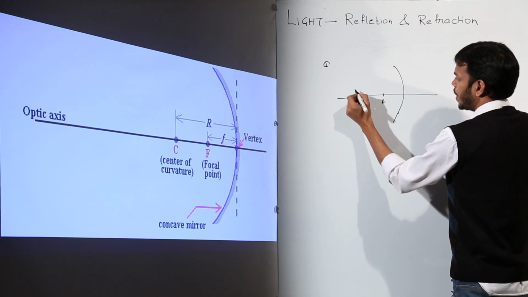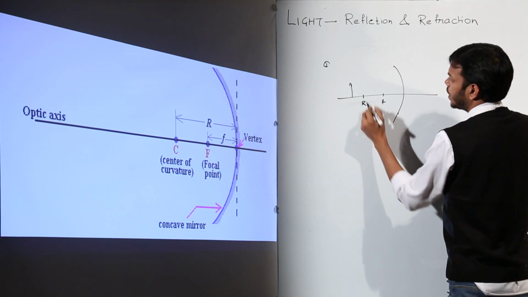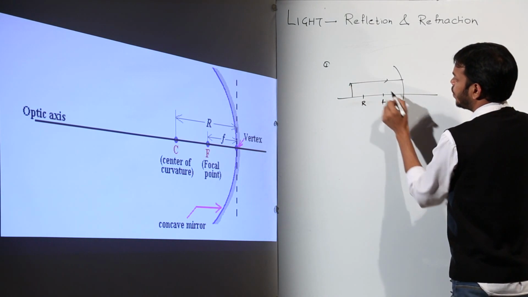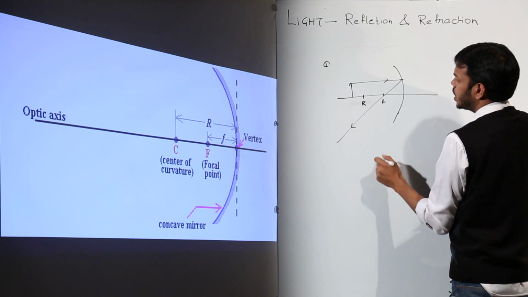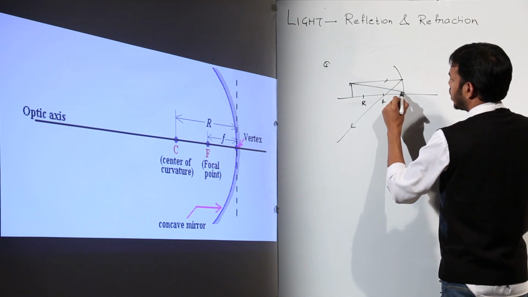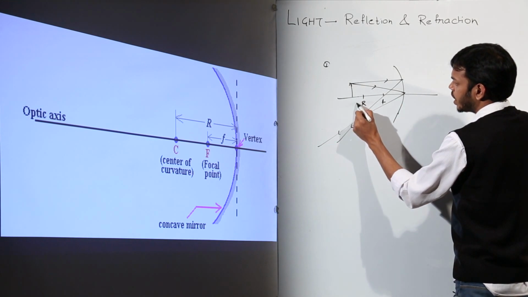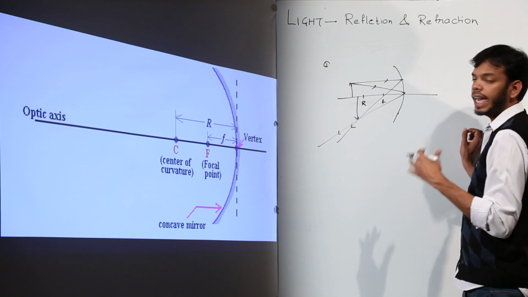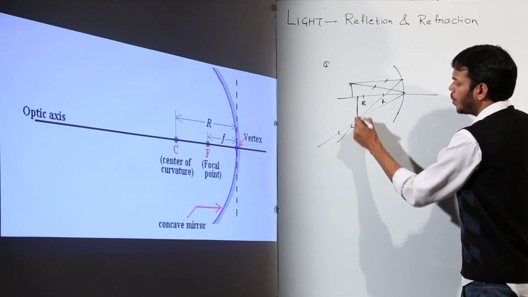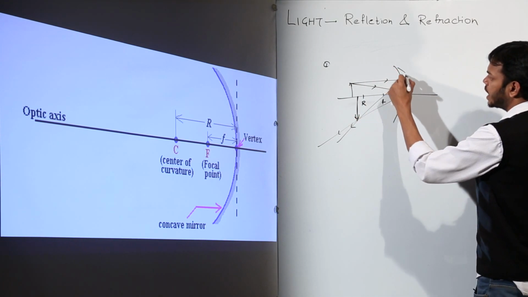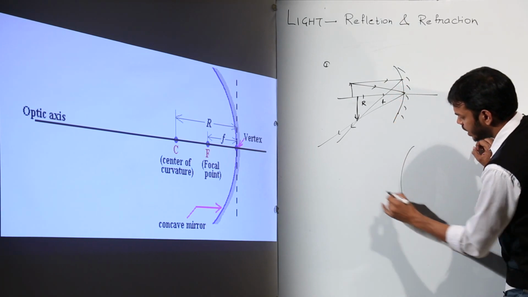Now, suppose my object is here. Ray number 1, I am taking the parallel one which will pass through the focus. Ray number 2, I am taking the optical center one which will reflect at the same angle. So this is how the rays meet at some point, and that point will be the formation of the image. Same is the case with a convex mirror.